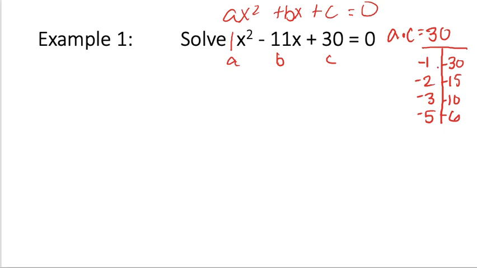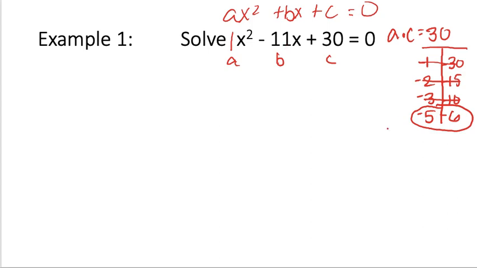When I look through here, negative 1 plus negative 30 gets me negative 31. Those won't work. Negative 2 plus a negative 15 gets negative 17. Those won't work. Negative 3 plus negative 10 gets me negative 13. Those won't work. Negative 5 plus a negative 6 do get me the negative 11 that I'm looking for.